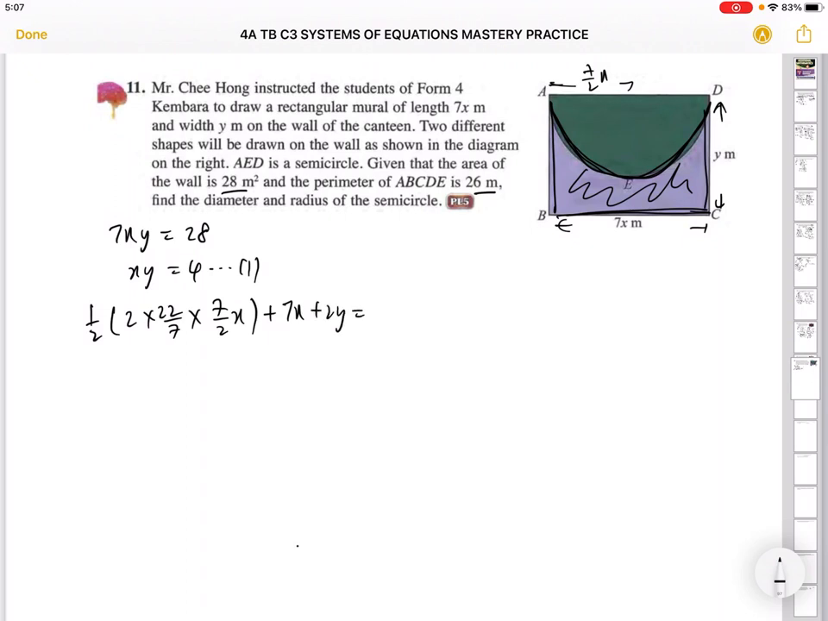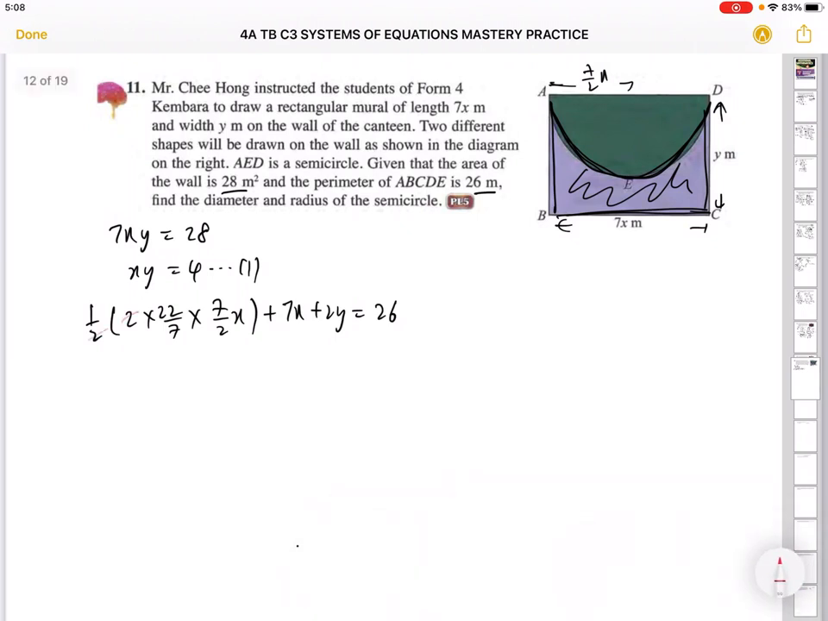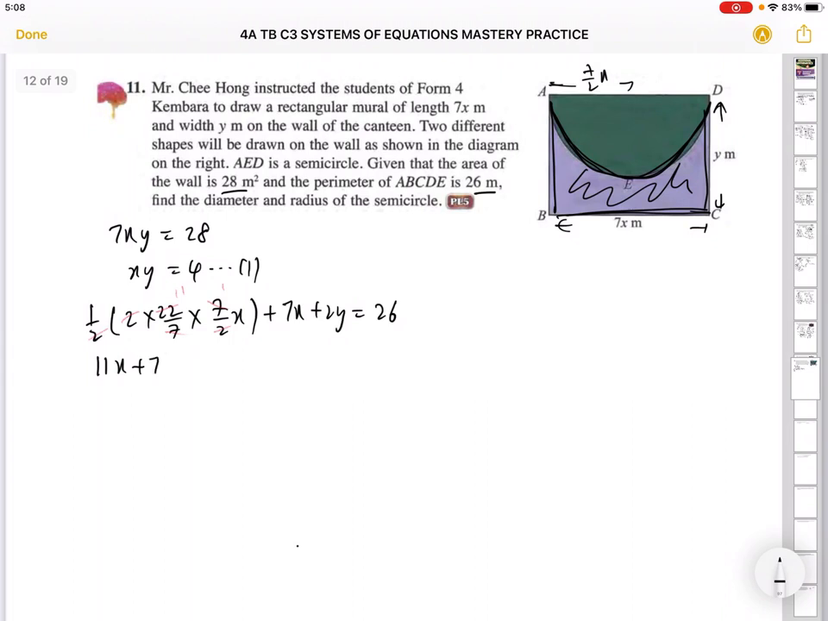Okay, I need to cancel these two. Let's simplify. Cut 11, cut 1, so it's 11x. 11x plus 7x plus 2y equals 26. 18x plus 2y equals 26. 9x plus y equals 13. Make y the subject: y equals 13 minus 9x, equation number 2.